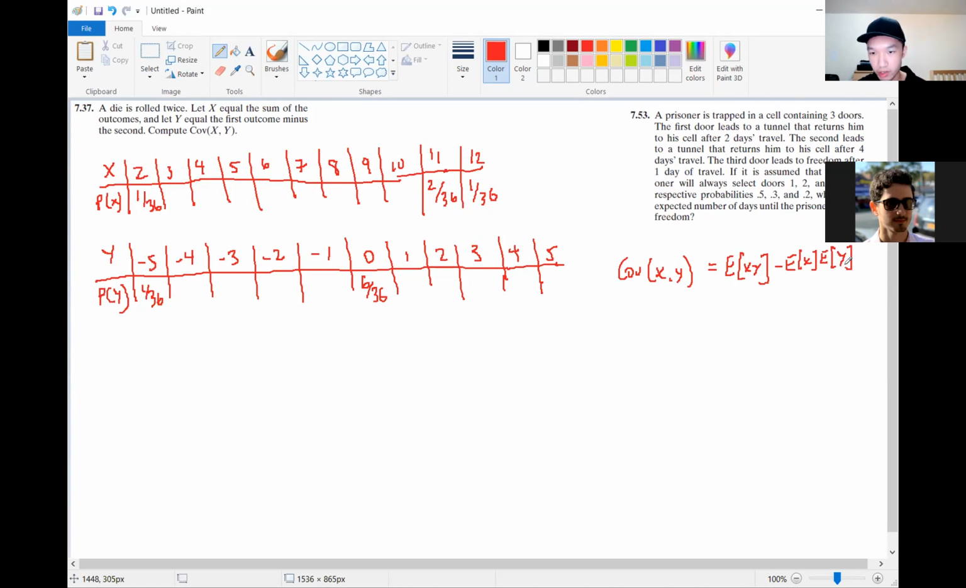Oh, that honestly does not look that easy to do. Well, the second part is fine. E of x and e of y, you should be able to calculate those no problem, given you have these 2 tables filled out. But e of x times y might be a little difficult, because first of all, you would have to make a separate table. You would make the variable x times y, and let's see. Yeah, there's a lot of values for x times y.